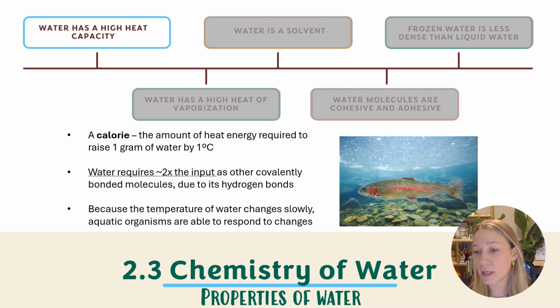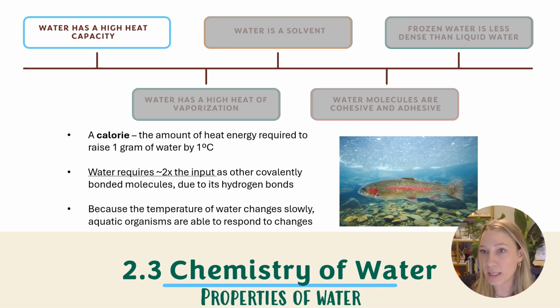A critical measure of heat capacity is the calorie. So a calorie is defined as the amount of heat energy needed to raise the temperature of 1 gram of water by 1 degree Celsius. So when you hear calories of your food, that is actually an energy measurement. So it's talking about the amount of heat energy required to raise the temperature of 1 gram of water by 1 degree Celsius. So calories in your food are not inherently bad. Calories translate to energy.